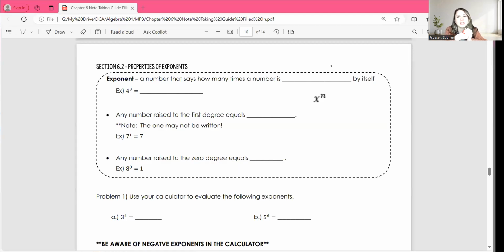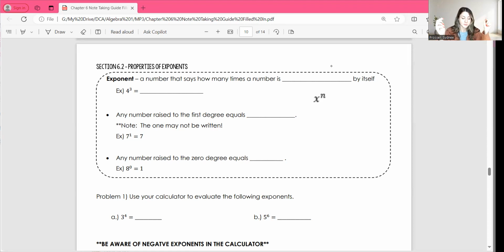Hey everyone, so this video is all about 6.2 properties of exponents. It's a rather short video. We're just going to review some basic properties of exponents that should be a review and should be familiar to you guys. So let's start with this box here at the top of the screen.